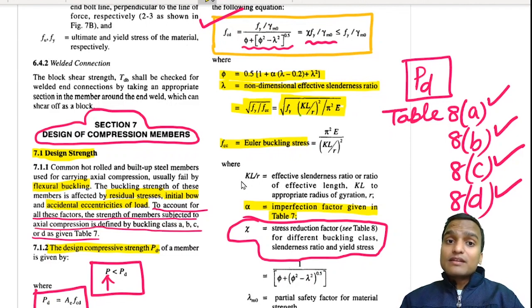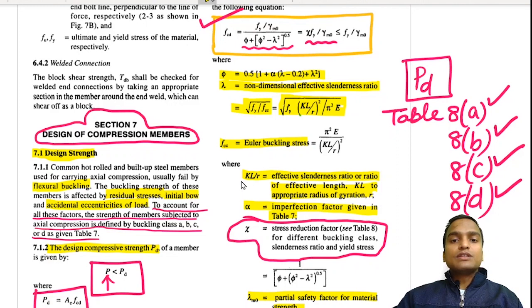Then we have to calculate the slenderness ratio, and for slenderness ratio we have to use the value of effective length K times L. So how will we get the effective length? Effective length you have to obtain from table number 11. Okay, and here you have to calculate the KL by R, which is equal to the effective slenderness ratio. Okay, and you have to use the appropriate radius of gyration also here. Now gamma MO is the partial safety factor for material strength.